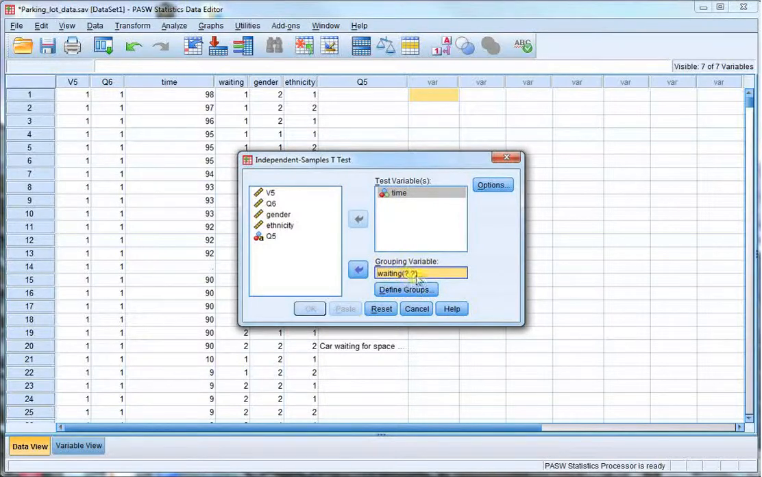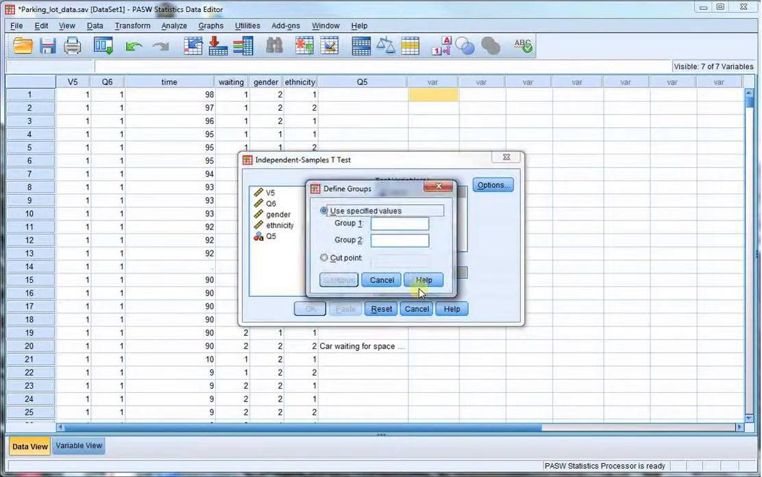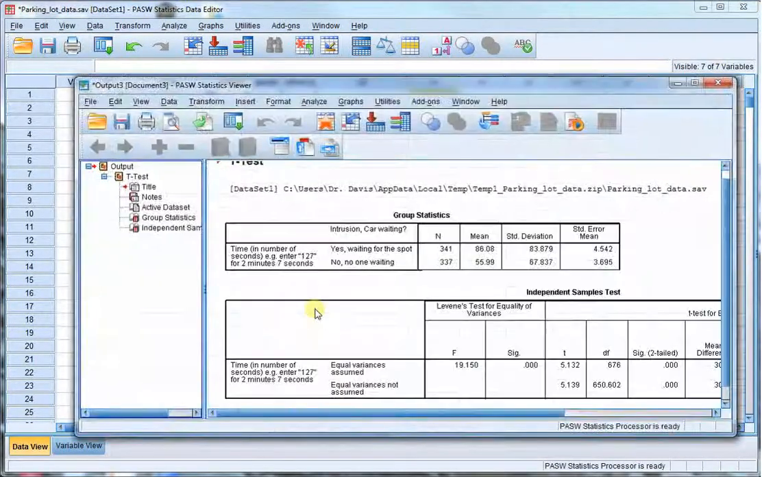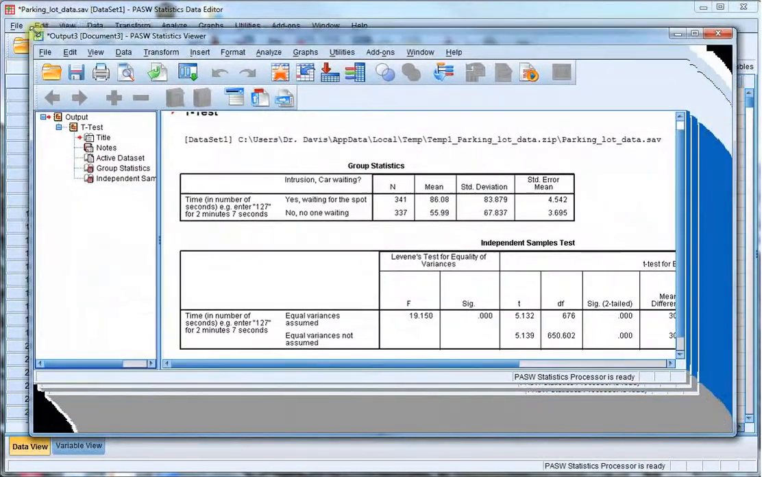Now notice it has question marks here because I need to tell it how I'm coding my waiting. Because notice when you look in the sheet here, my data is 1 for waiting, 2 for no one waiting. I don't actually type out waiting or no waiting. So I'm just going to tell it group 1 is 1, group 2 is 2. And then I'm going to click continue, and then I'm going to click OK. And here's my output.